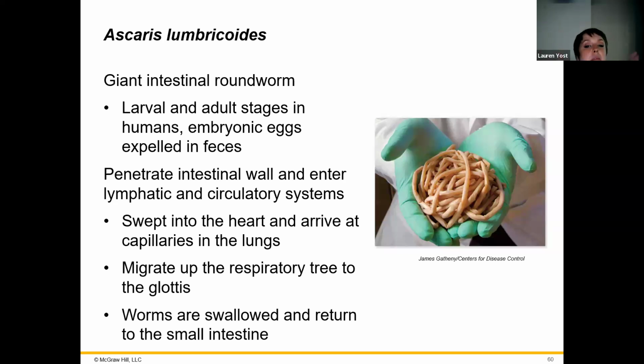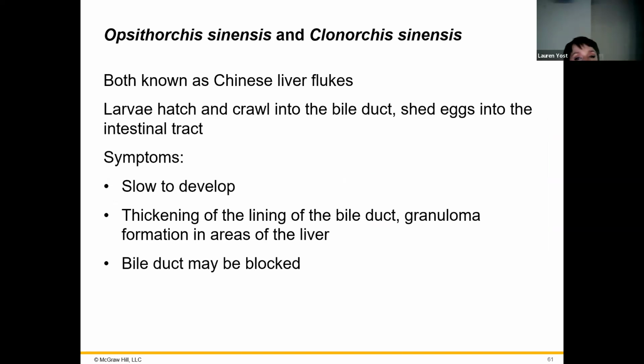This is the most common helminth infection in the whole world. We talk about little kids getting pinworms all the time, and oh, isn't that funny? The rest of the world's population is dealing with this. The most common one. All right, moving on to Opisthorchis sinensis and Clonorchis sinensis.